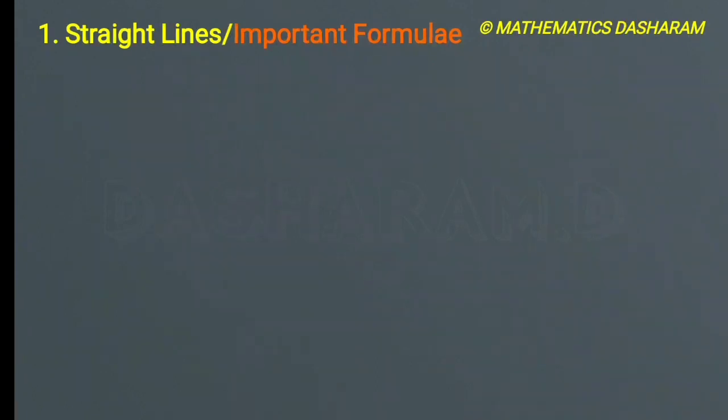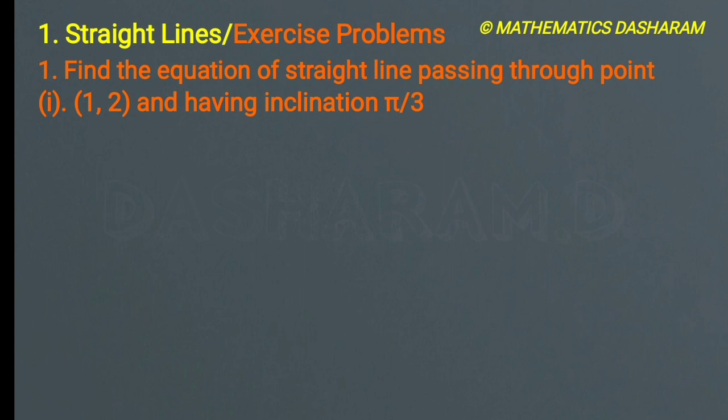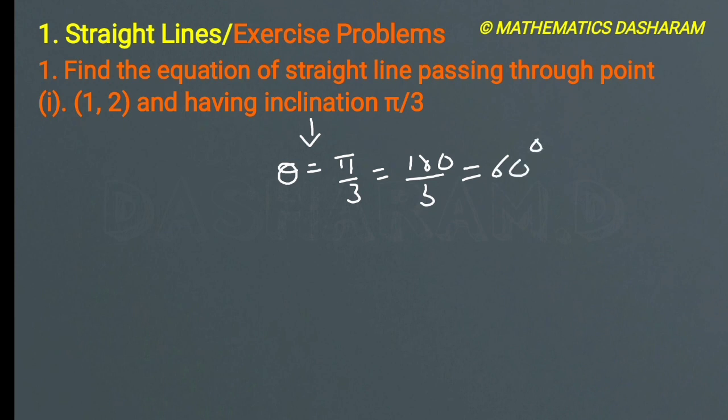Let's start the exercise problems. The first problem is to find the equation of a straight line passing through a point. First question: the point is (1, 2) and the inclination is pi by 3. Inclination is denoted by theta, so theta equals pi by 3. Pi means 180 degrees, divided by 3, so it is 60 degrees. Let us find the slope. Slope m equals tan theta, so tan 60 degrees equals root 3.